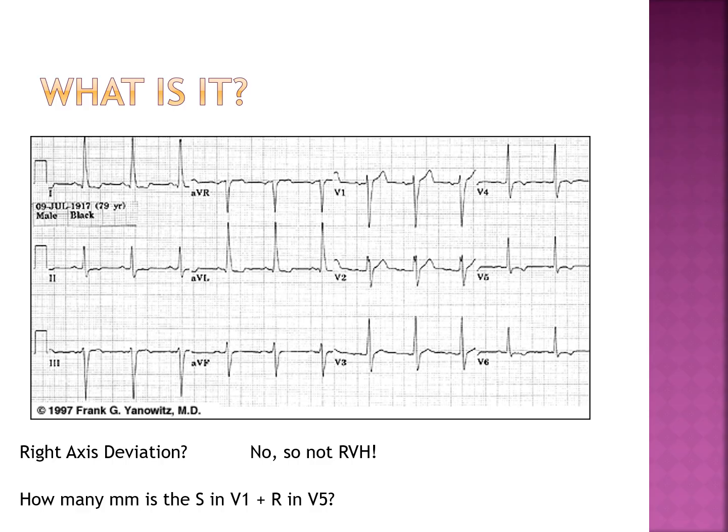So it's about 25, maybe... 5, 10, 15, 20. We'll say 20 there. And then let's go over to V5 and look at the R over there. And we have approximately 5, 10, 15. So if we say 15 and 20, that's 35. So it's greater than or equal to 35. And yes, it is. 20, 15. It's greater than or equal to 35. So we can say we have a left ventricular hypertrophy.